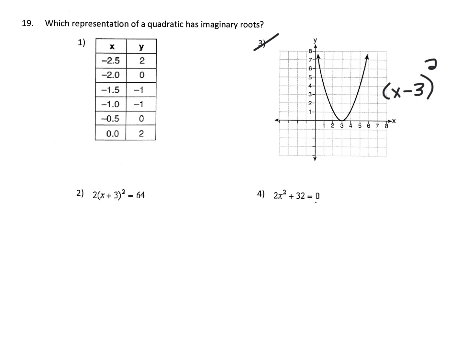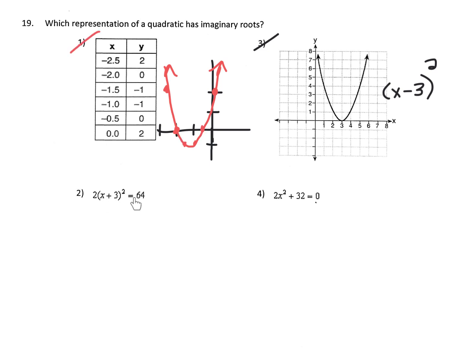Okay, if we think about what choice 1 says, I'm going to plot out these points. So what I did was I plotted these points. I went to negative 2.5 and up to positive 2 and put a point. Then I went back to negative 2 and 0 and put a point. Now we can see this also has real roots because it is intersecting the x-axis. So choice 1 is not our answer either.